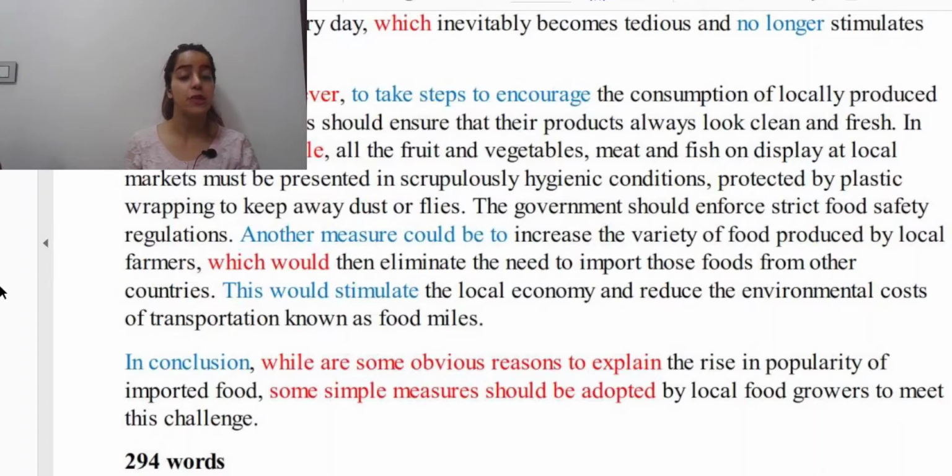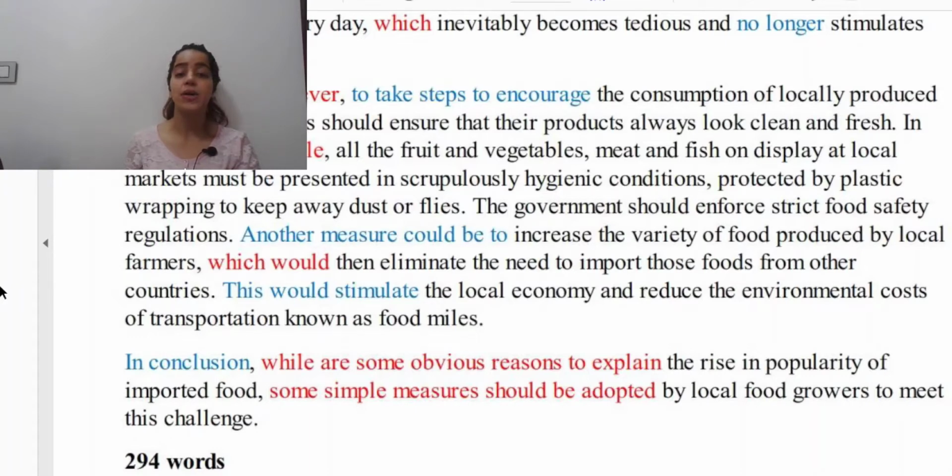Another measure could be to increase the variety of food produced by local farmers, which would then eliminate the need to import those foods from other countries. So we should have a wide variety of foods so that we do not need imported food or products that much. This would stimulate the local economy and reduce the environmental costs of transportation, known as food miles. Beautiful. So here we have talked about different kinds of strategies with the help of which this need will be lessened or eliminated.